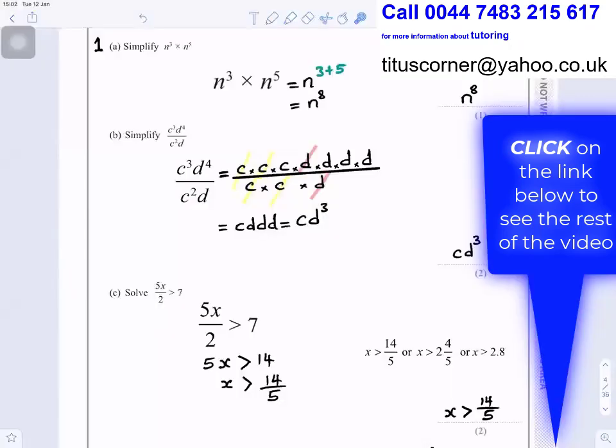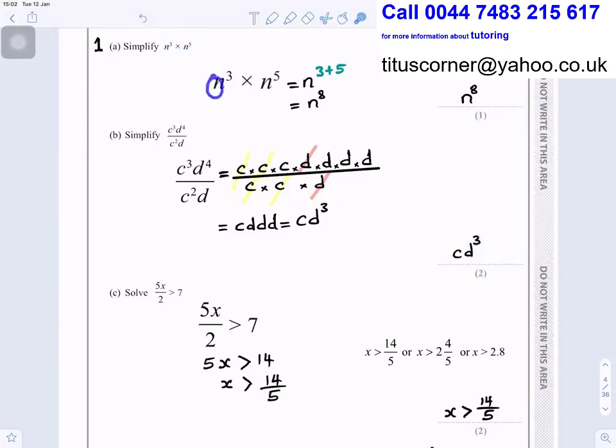So the way we do this type of question: the base is the same, n and n, so we add the power. When the base is the same, you add the power. One of the laws of indices. So 3 plus 5 gives you 8. So your answer is n to the power 8.